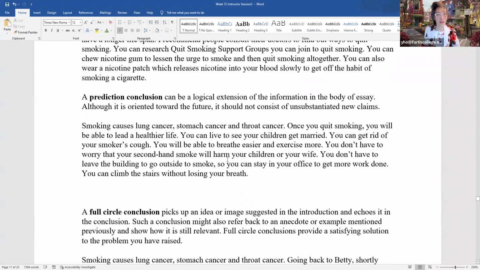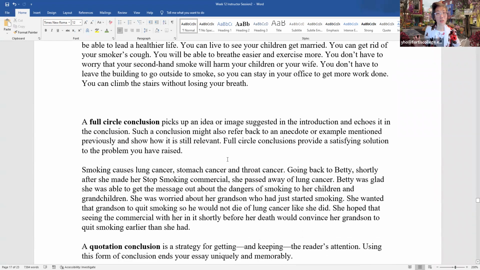The last kind of conclusion paragraph, which is the most literary, is a full circle conclusion. It picks up an idea or image suggested in the introduction and echoes it in the conclusion. Such a conclusion might also refer back to an anecdote or example mentioned previously and show how it is still relevant. Full circle conclusions provide a satisfying solution to the problem you have raised.